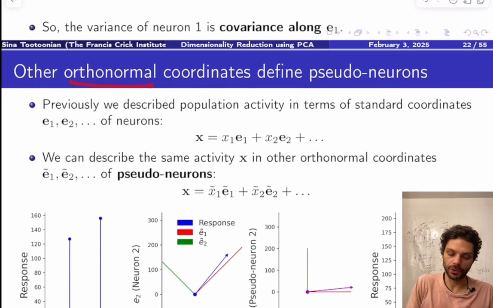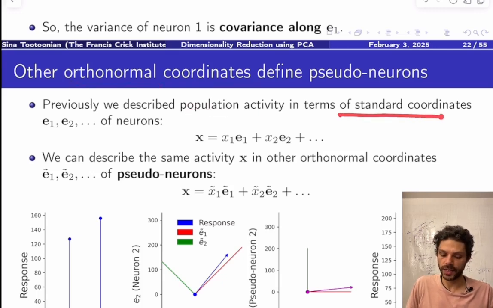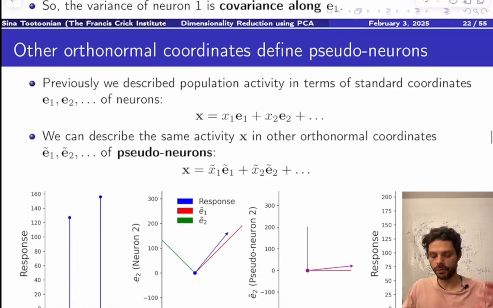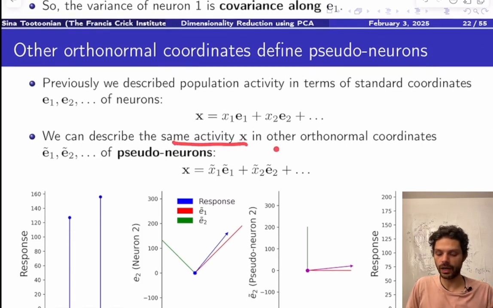So other orthonormal coordinates define pseudoneurons. Previously we described the population activity in terms of standard coordinates E1, E2 of neurons. Remember this, right? We said the population vector is some amount of activity of neuron 1 plus some amount of activity of neuron 2, etc. Now, we can equivalently describe the same activity in other orthonormal coordinates. And these coordinates are going to define the pseudoneurons. So what do we mean by that?